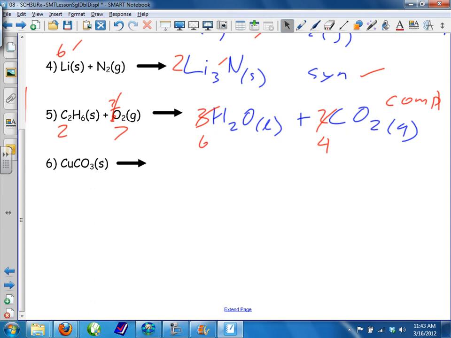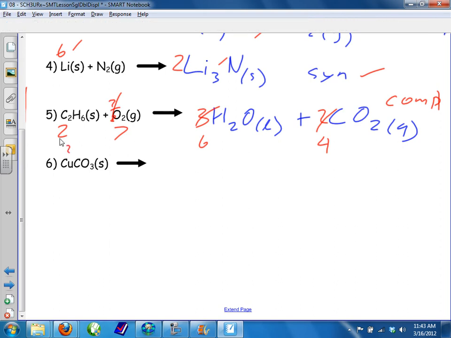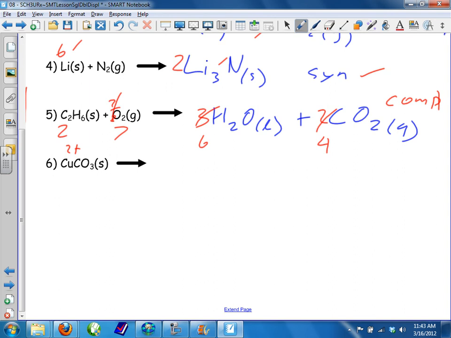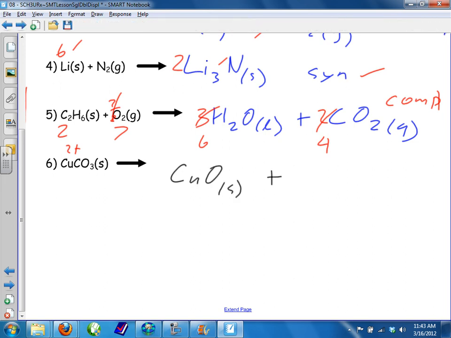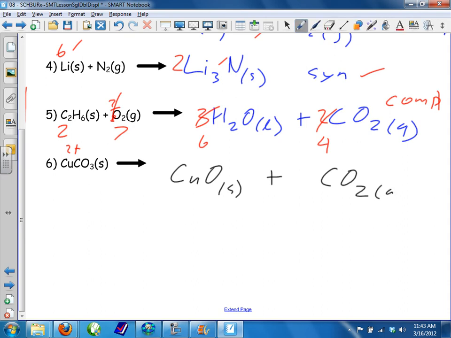Our last example is copper carbonate. And we can tell that it has a charge of 2+, which may come in handy. We realize that the products we're going to have are copper oxide, which is a solid, plus carbon dioxide gas. And that happens to balance itself out. That is an example of decomposition. So a mark for predicting its decomposition, a mark for writing the reaction, and a mark for realizing that it's balanced. So that's a total out of 18.